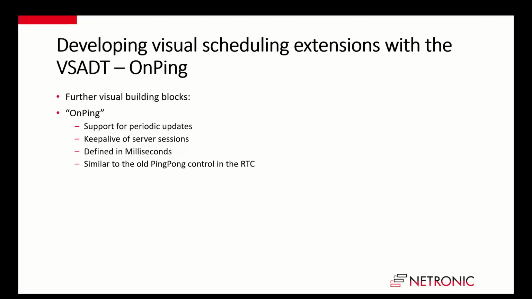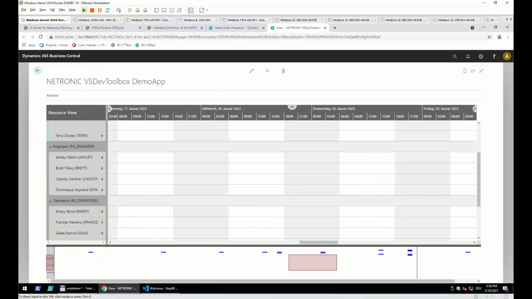This is pretty similar to the old ping pong control, which could be used inside of the role-tailored client and was provided by Microsoft. This was exactly the same, where you call the function ping with a millisecond value, and then after this time in milliseconds, you get a pong back. Here you just set a setting that you want to get a ping every 5,000 milliseconds, for example, and then every 5 seconds you get this event.